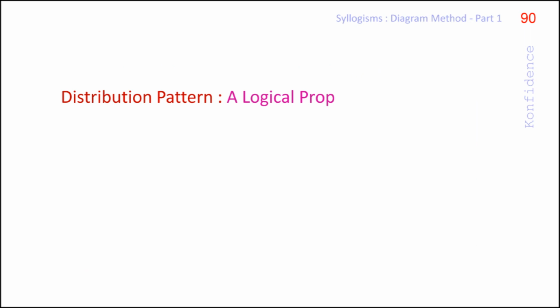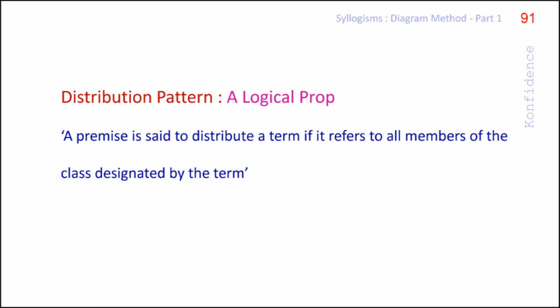If you are a person who does not like to memorize and would like to have a logical prop to remember the distribution pattern, then look at this. A premise is said to distribute a term if it refers to all members of the class designated by the term. I repeat, a premise is said to distribute a term if it refers to all members of the class designated by the term. This can be used to make out the distribution pattern in all cases except the particular negative statement where it is not that straightforward. Let us look at some examples.